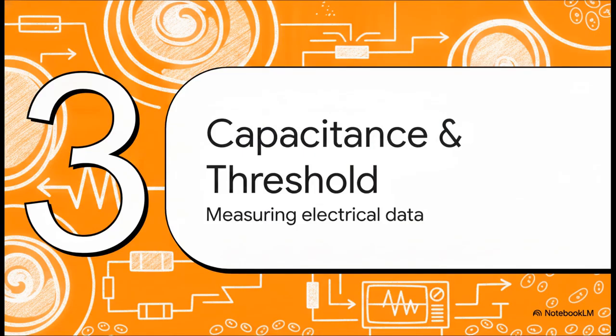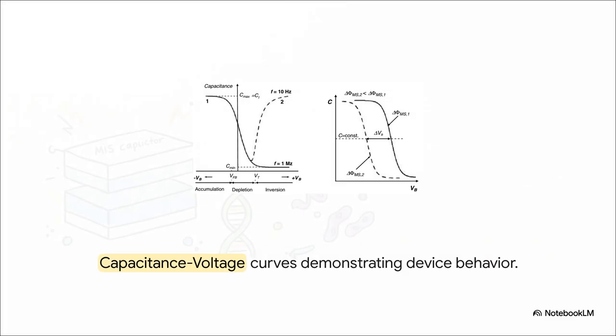Section 3. Let's talk capacitance and threshold voltage. So, you might be wondering, how do these abstract physical states translate into data we can actually measure? Well, we map it out on a capacitance voltage, or CV, curve. On the vertical axis, we've got capacitance, and on the horizontal, the gate voltage. And notice how it's not just a flat, boring line. As we sweep the voltage from negative to positive, we get this dramatic slope that maps perfectly to those three charge states we just talked about.